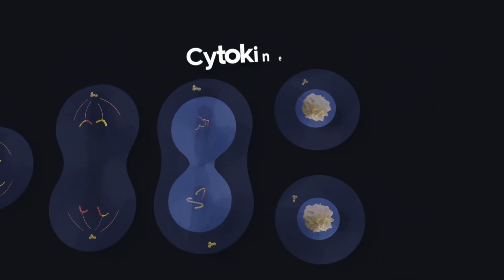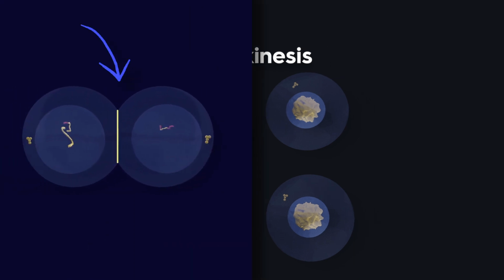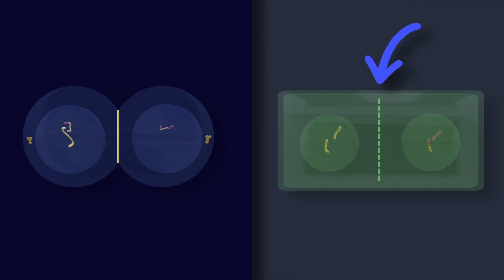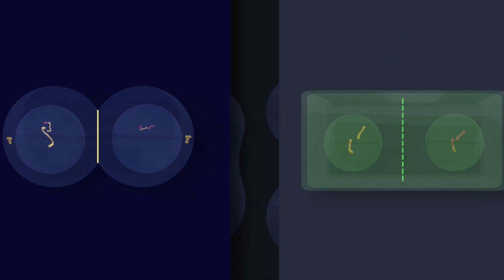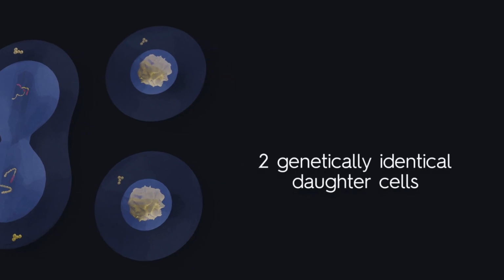Finally, cytokinesis splits the cytoplasm. In animal cells, a contractile ring of actin forms a cleavage furrow. Meanwhile, in plants, vesicles meet in the center to build a cell plate that develops into the new cell wall. The result? Two genetically identical daughter cells with the same chromosome number as the parent cell.